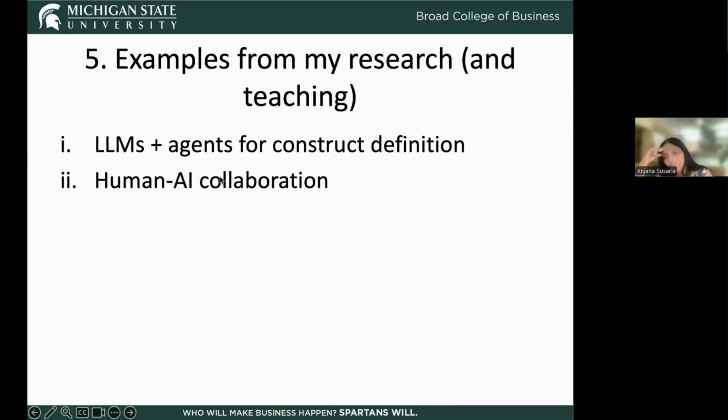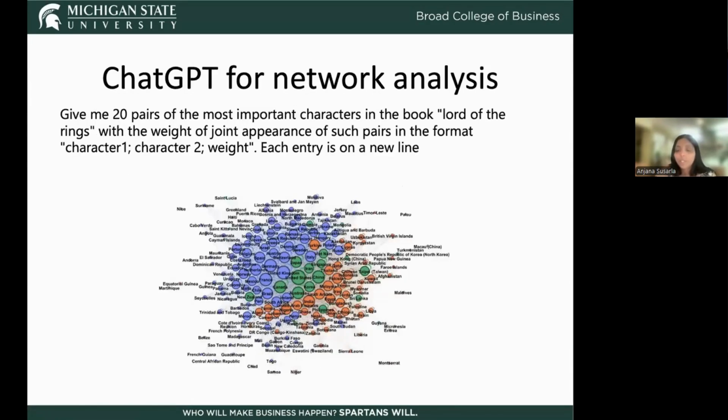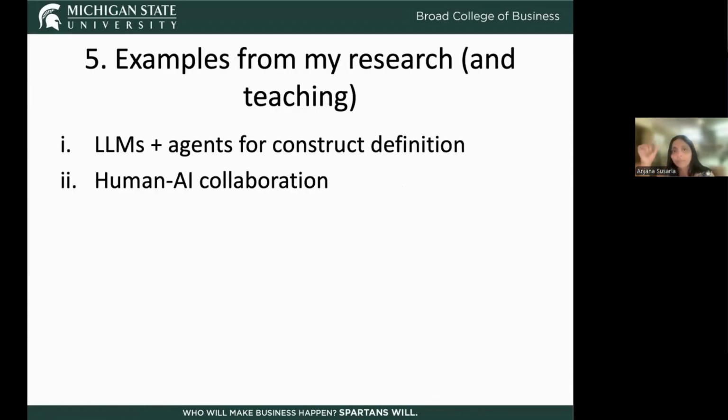So I will give a few concrete examples from my research, right? So the LLM plus agent for construct definition. First, let me give a few toy examples. I think I'll just concentrate on just the first example. How can I do construct definition using large language models? And I think we are past the 45-minute time. So I'll maybe go another 10 minutes, I'll give more examples and then we can take questions.